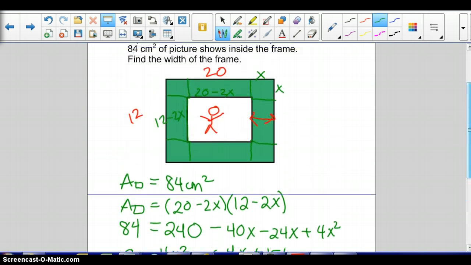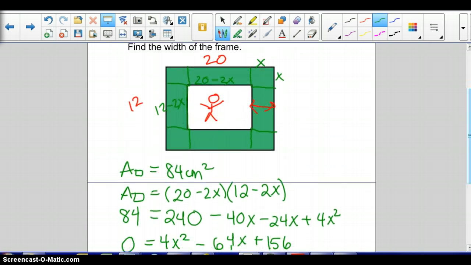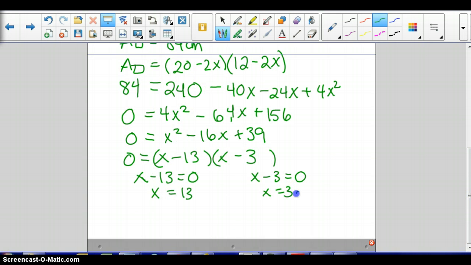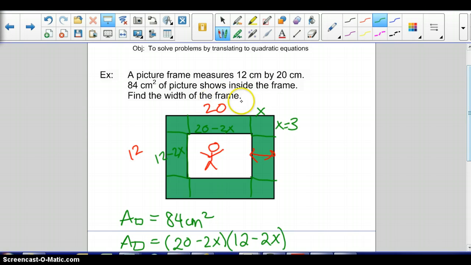Let's think back in the context of this problem. Does it make sense that this length of x could equal 13? The answer would be no, because this whole side here is just 12. So it makes more sense that x could equal 3 here. So we will use x equals 3 centimeters. Don't forget that unit. X equals 3 centimeters to solve for the width of the frame.